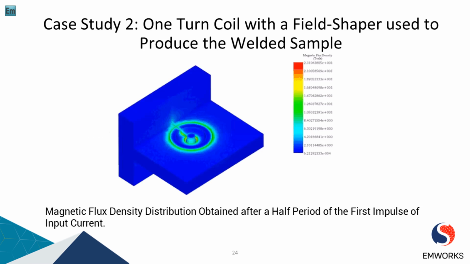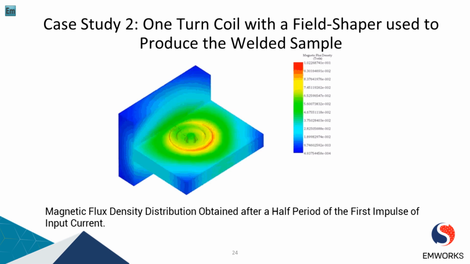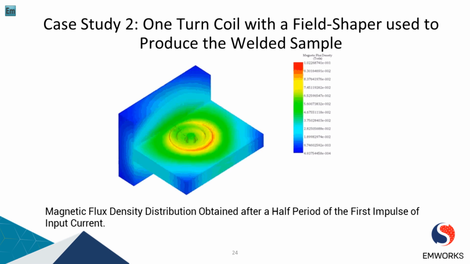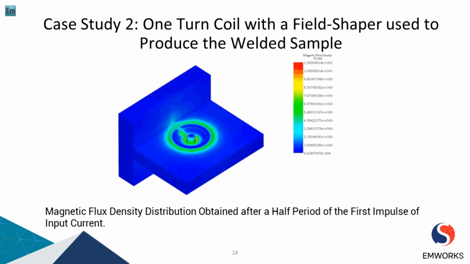For case study 2, we again utilized EMS simulation to visualize, and I'll play the animation, the magnetic flux density distribution after a half period of the first pulse of the input current. Understanding this distribution of magnetic flux density within the material is very important. It will help us directly correlate to the magnetic forces that will drive the welding process. By visualizing this distribution, we gain valuable insights into how the magnetic field is concentrated, specifically in the region crucial for achieving the weld.